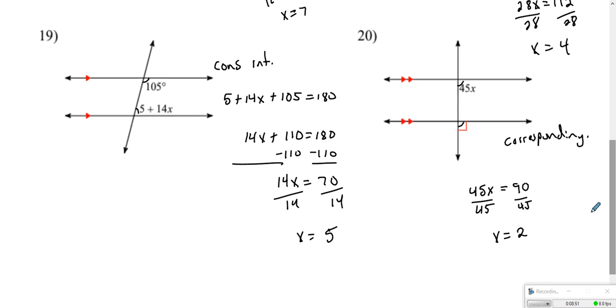All right, there is the rest of the worksheet. This is page 2, or the back side of that page, of the 2-7 extra practice. Hopefully this was helpful.